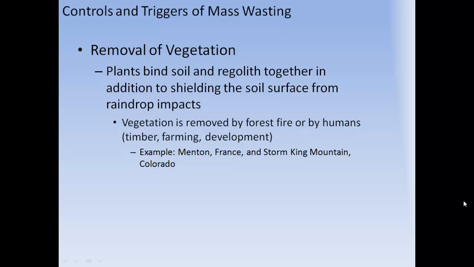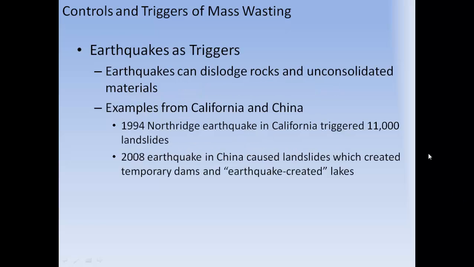Removal of vegetation. Plants bind the soil and regolith together, in addition to shielding the soil surface from raindrop impacts. If vegetation is removed by forest fires or by humans through timber, farming, and development, examples being Menton, France, and Storm King Mountain, Colorado, then that may trigger mass wasting.